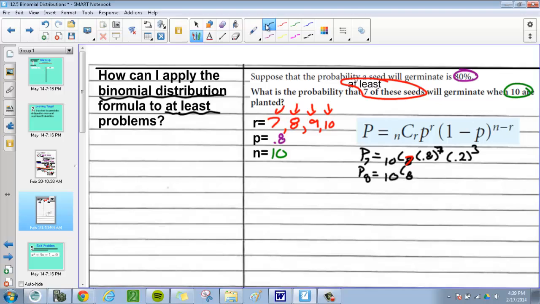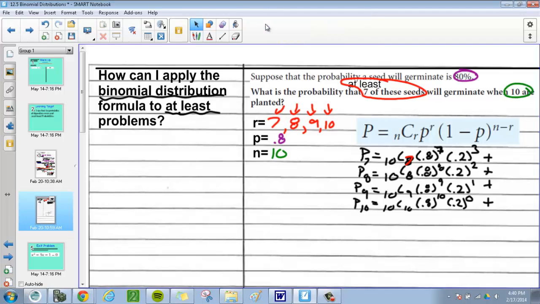10 choose 8 of 0.8 to the 8 times 0.2 to the second. And the probability of 9 is 10 choose 9 times 0.8 to the 9th times 0.2 to the 1, and the probability of having all seeds come up is 10 choose 10 of 0.8 to the 10th times 0.2 to the 0 power. We just have to figure out all those and add each of these together. Once we add each of those together, we'll have the solution.